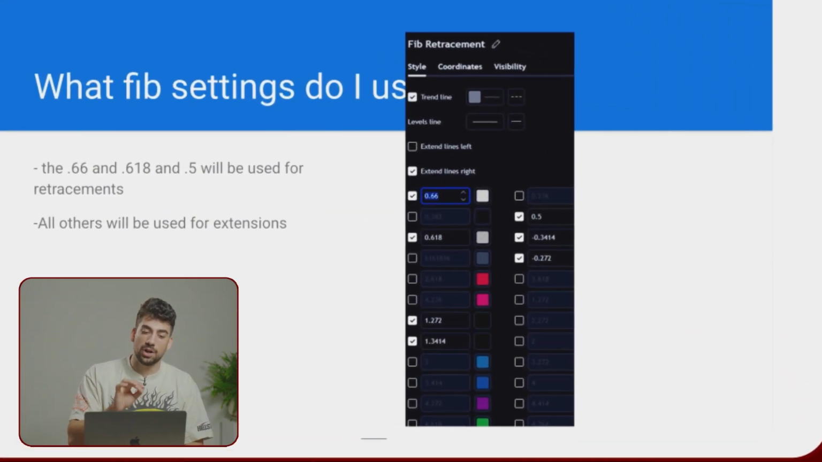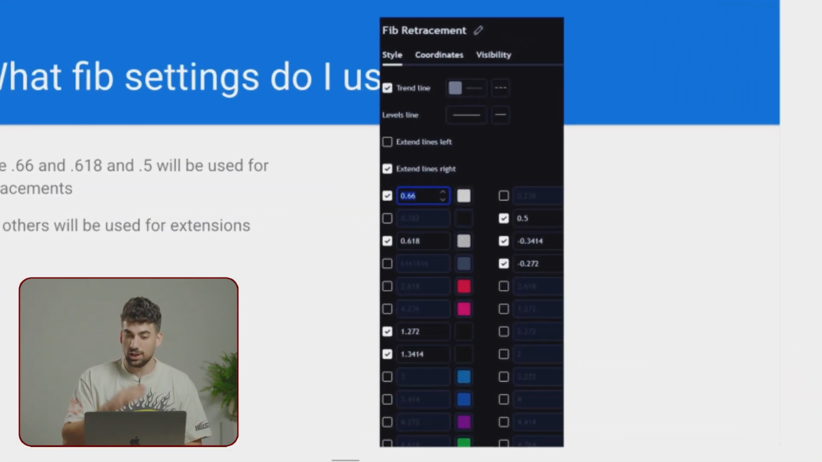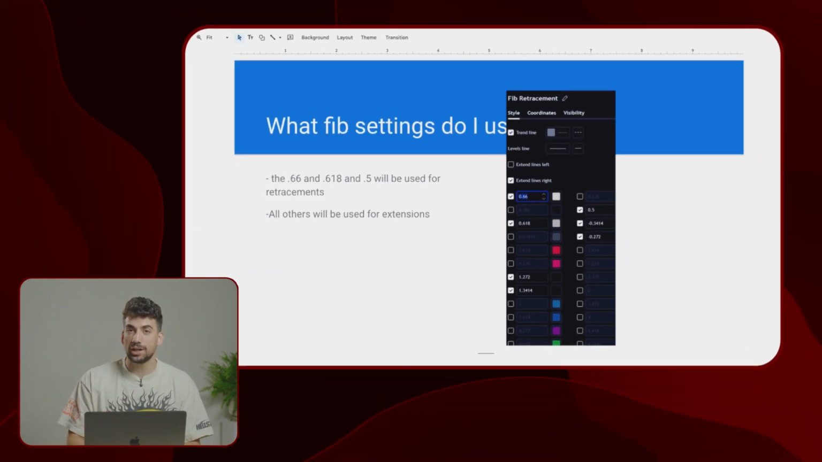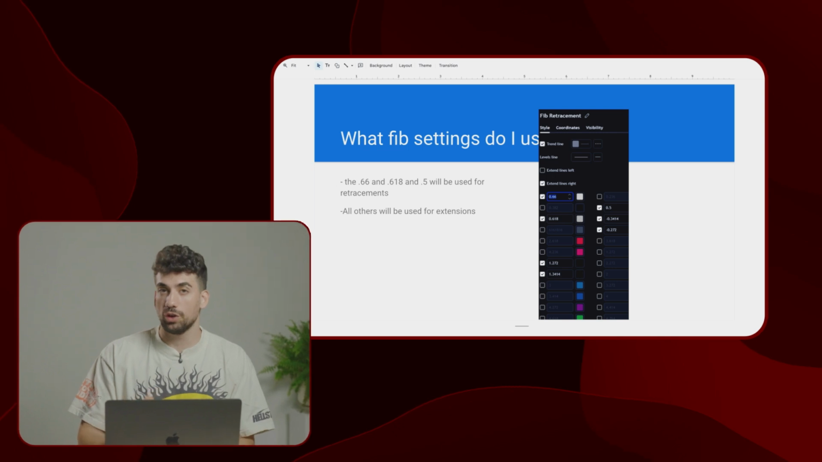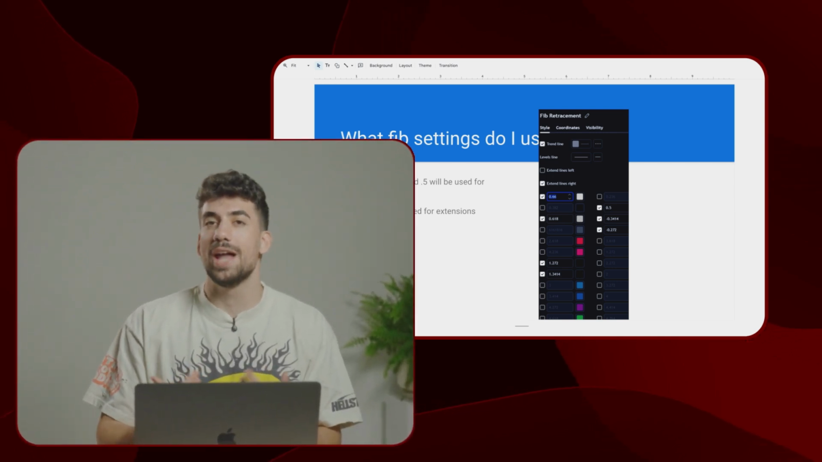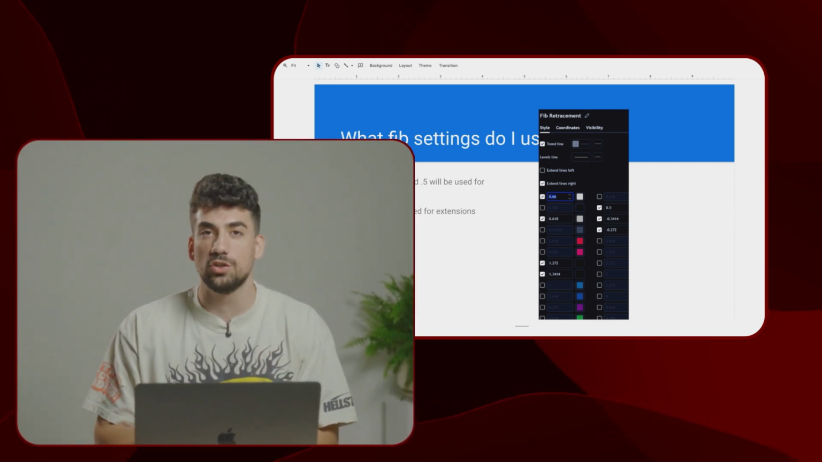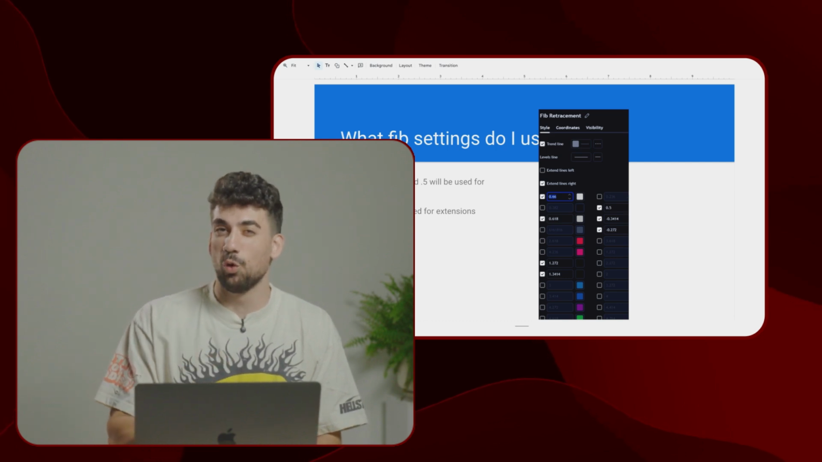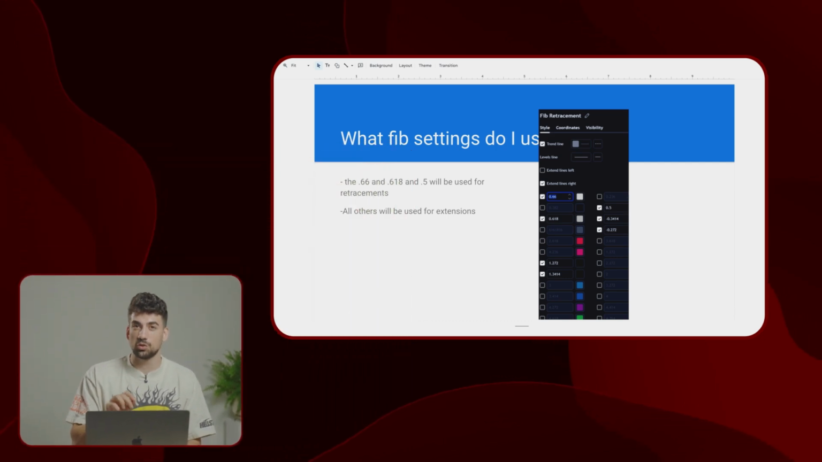What are the Fibonacci settings that I use? Well, here it is. You can copy it exactly and add it to your TradingView. The key ones are going to be the 0.66 and the 0.618. That is the golden pocket, the one that I'm most famous for creating, and a lot of people are picking up now on socials like TikTok and Twitter. If you want, I have a full video on this one specifically that you can watch later.